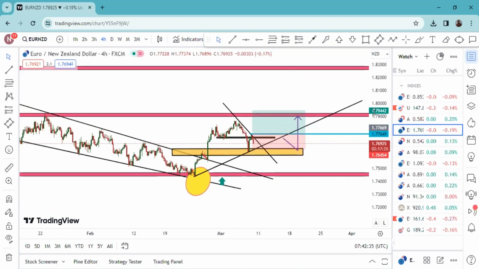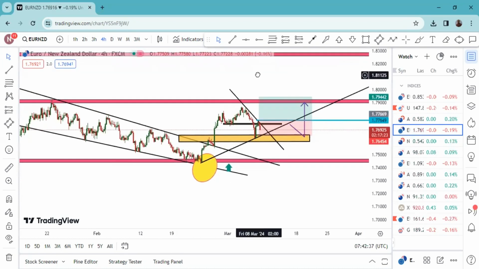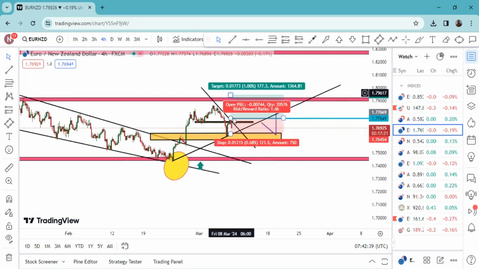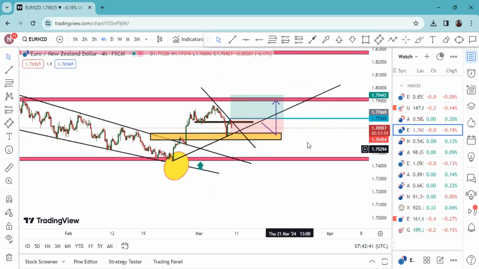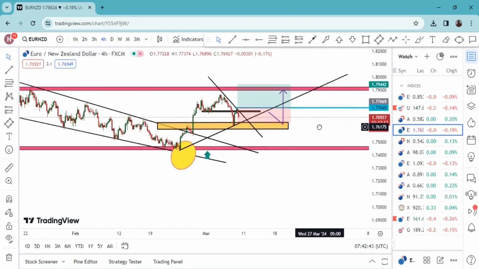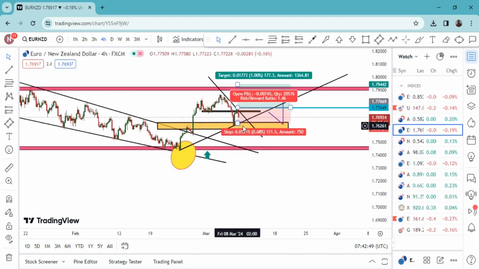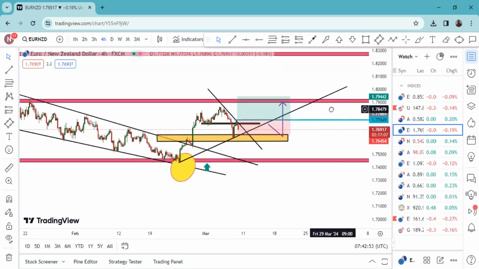So that was my analysis on Euro NZD. And if the market's still tanking, then I will not take that trade. But I'm seeing that maybe this market is coming to form another level here, maybe a double bottom, so that you can break this level and move to the upside. So that's what I'm expecting on Euro NZD.